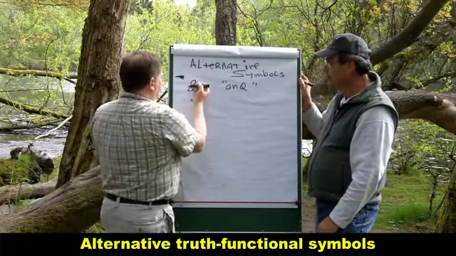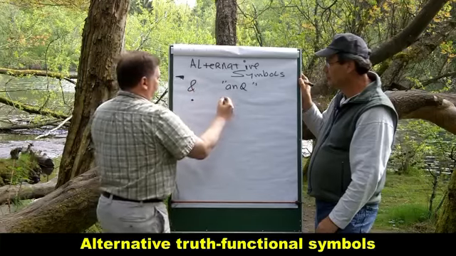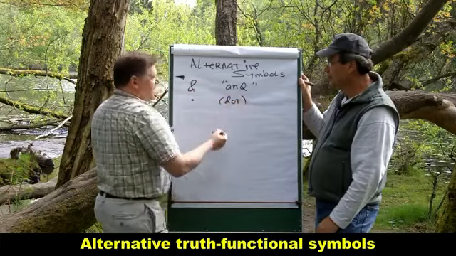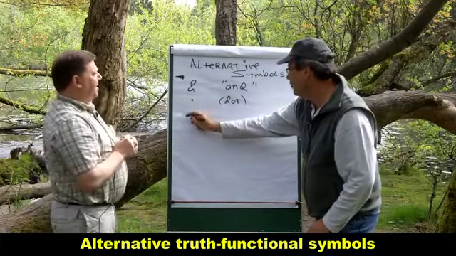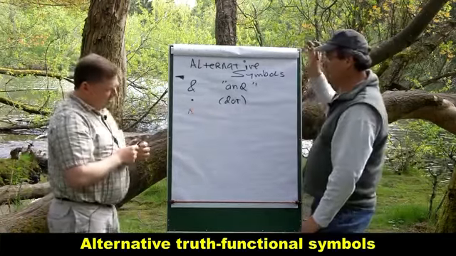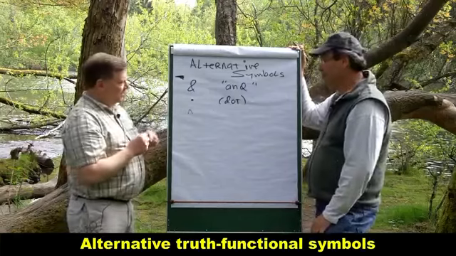So this symbol is the ampersand. This symbol is called dot. I've also seen the caret. Have you? Oh yeah, rarely, but I sometimes see that. And this means the same thing as and.